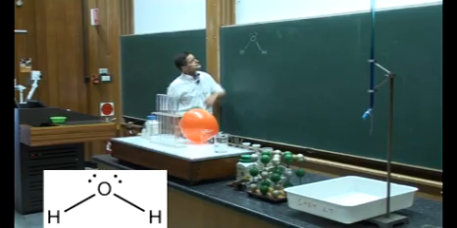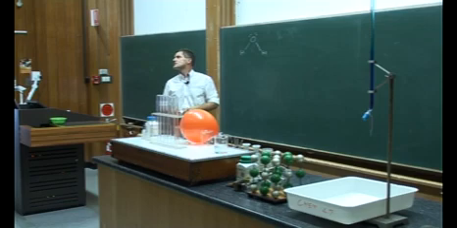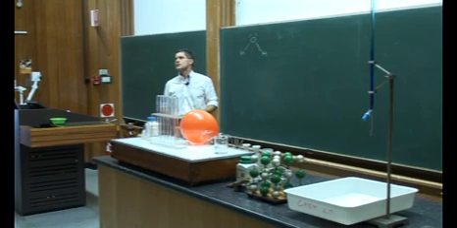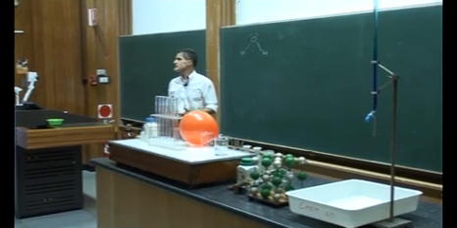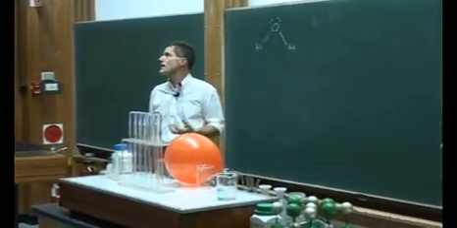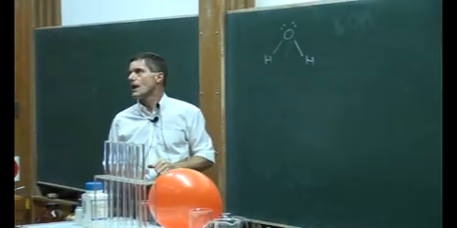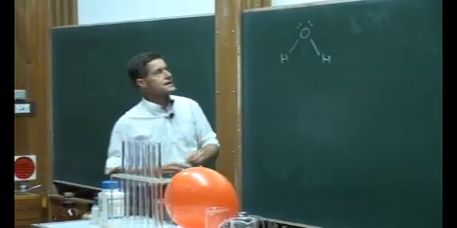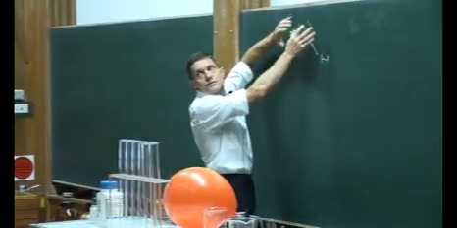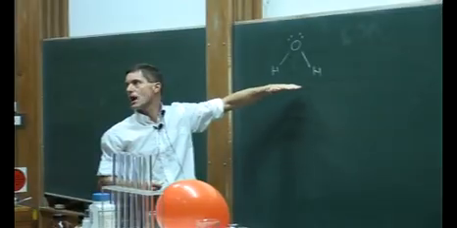To use the scientific term, we say oxygen is more electronegative than hydrogen. The greater the electronegativity of an atom, the greater the tendency of that atom to draw electrons of a bond towards itself. Now, the net result of that is there's a little bit of a pile-up of electrons at the oxygen end of the molecule compared to the hydrogen end.